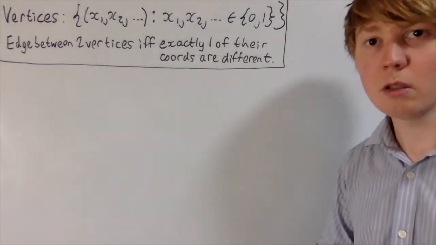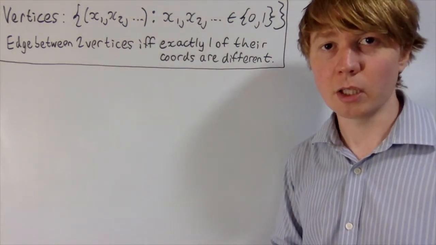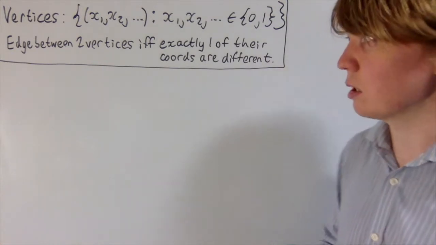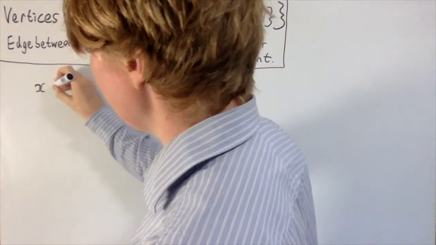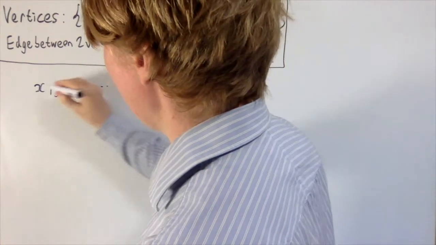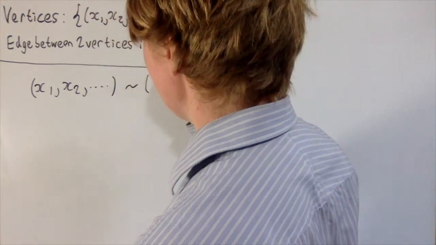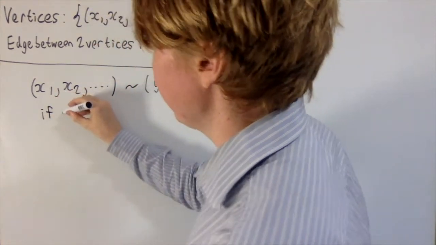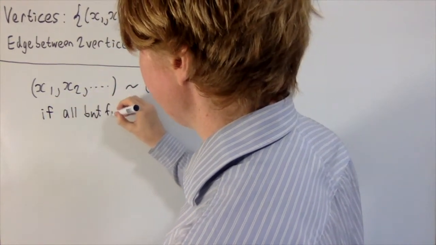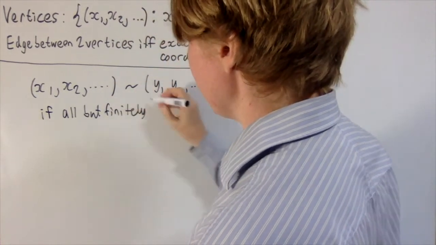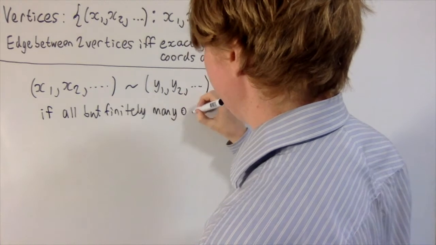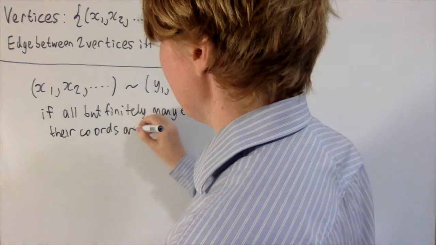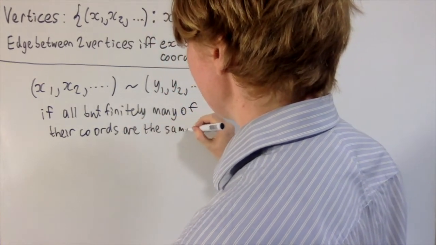So the first thing that we're going to do towards proving this for the infinite dimensional case is we're actually going to define an equivalence relation, which is going to be really useful on all the vertices. You say that if you've got two vertices, x1, x2, and so on, this is related to y1, y2, and so on, if all but finitely many of their coordinates are the same. So they're not allowed to have an infinite number of different coordinates.